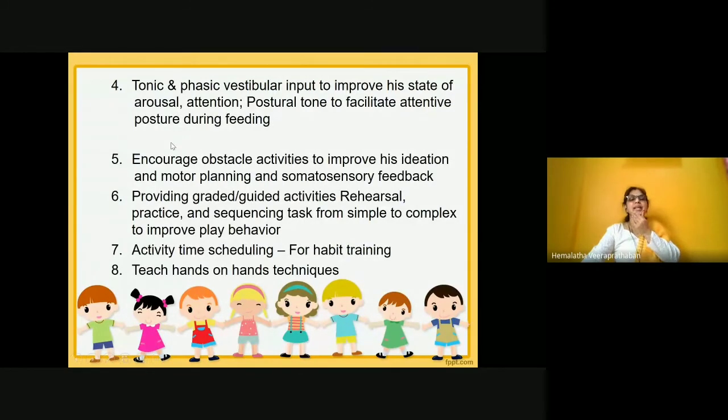And from the SI point of view, as a preparatory method, to provide the tonic and phasic. I don't know, are you all aware of the tonic and phasic?